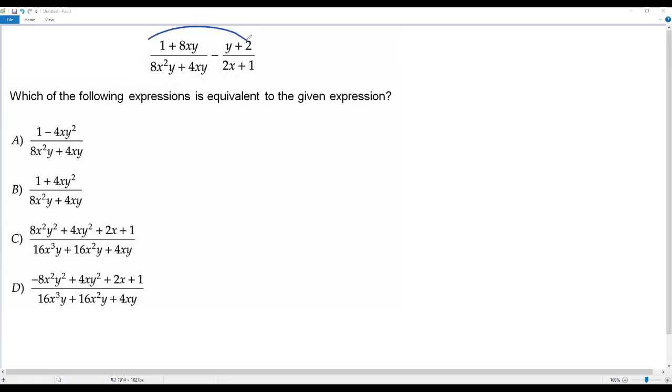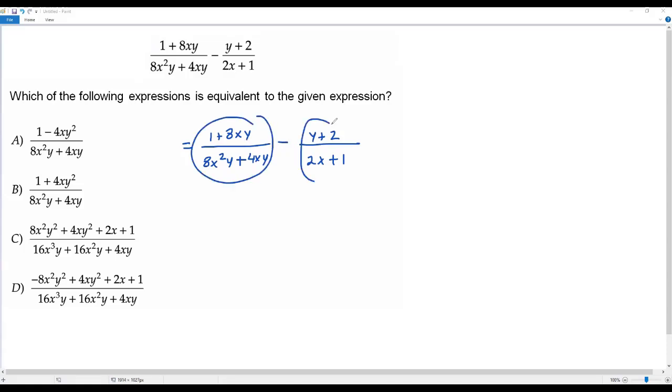Okay, for that, let me write this expression as it is. That is 1 positive 8 times xy over 8 times x square y positive 4xy, negative y positive 2 over 2x positive 1. Okay, here I have a negative sign between the two rational expressions. If I want to simplify this one, I have to get the same denominator for both the fractions, because whenever I want to add or subtract two fractions, I need the same denominator for both the fractions so that I can get the common denominator.